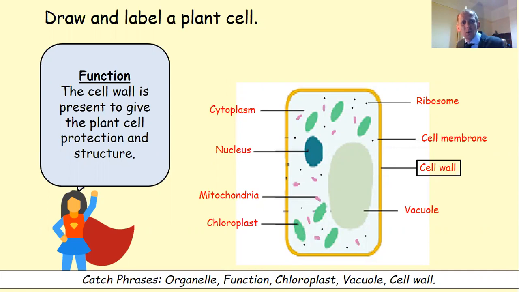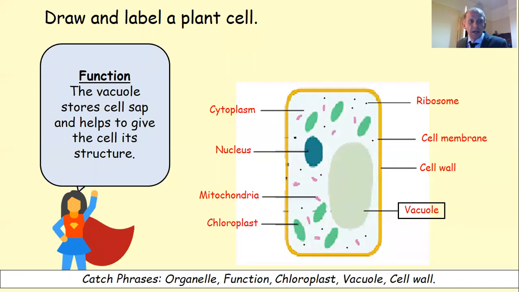So the function of the cell wall is to provide the plant cell with protection and structure. Now, the vacuole, this is a part inside the cell that can store cell sap. Now, that's basically quite a sugary solution. It's got lots of nutrients in it, and it can be a reserve that the cell uses for storing its glucose in, for example, for respiration.